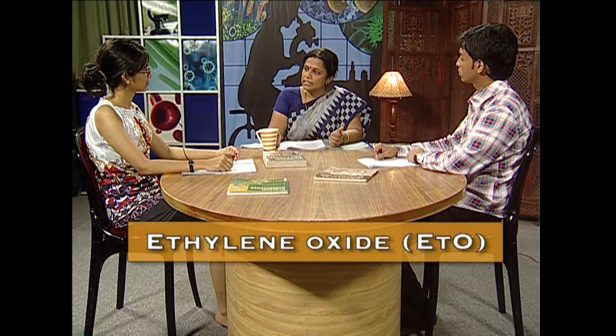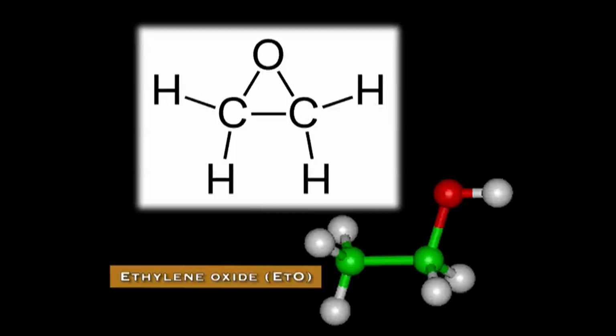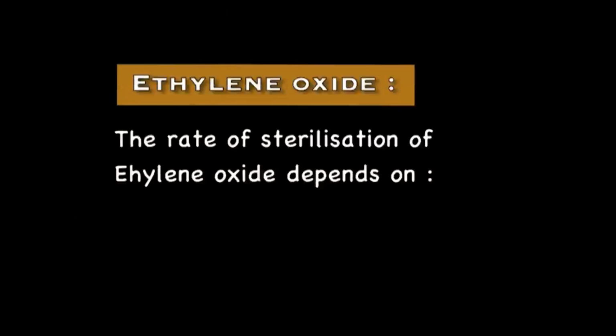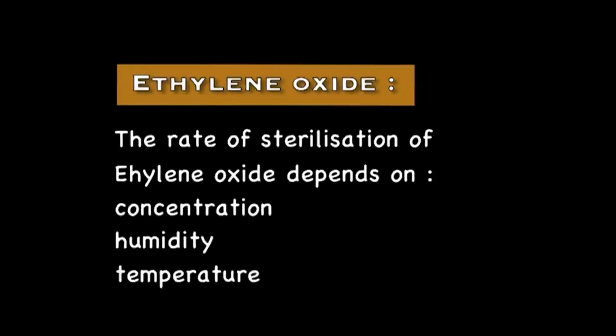Now we are going to discuss the sterilizing role played by various gases. Number one is ethylene oxide. Ethylene oxide is used for sterilization because of its high penetrance. On what factors does the rate of sterilization by ethylene oxide depend? It depends mostly on concentration, humidity and temperature.